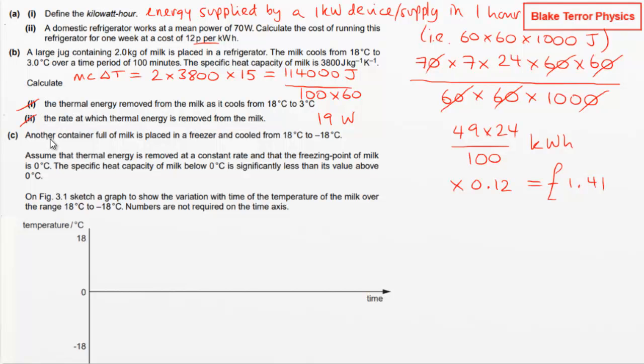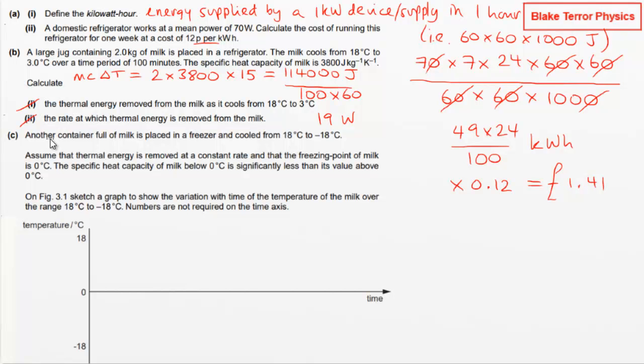Part C, another container full of milk is placed in a freezer, cooled from 18 degrees to minus 18 degrees. Assume that the thermal energy is removed at a constant rate and that the freezing point of milk is 0 degrees C. The specific heat capacity of milk below 0 is significantly less than its value above 0. On figure 3.1, sketch a graph to show the variation with time of the temperature of the milk over that range. We don't need numbers, right?